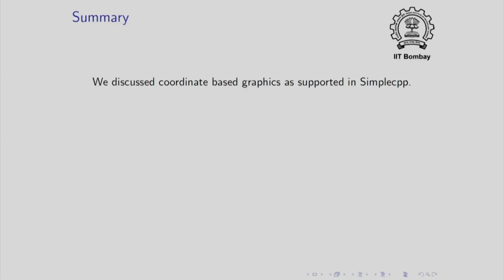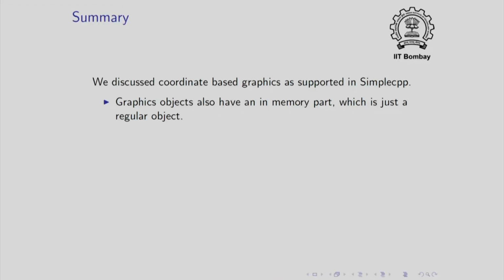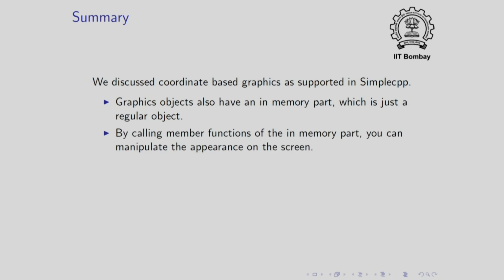So, we come to the end of this session. Let me summarize what we have done. We discussed coordinate graphics, coordinate based graphics as supported in simple CPP. Graphics objects also have an in-memory part, and we saw that basically every graphics object is just a regular object which is in memory, and in addition something is drawn on the screen. By calling member functions on the in-memory part, you can manipulate the appearance on the screen.